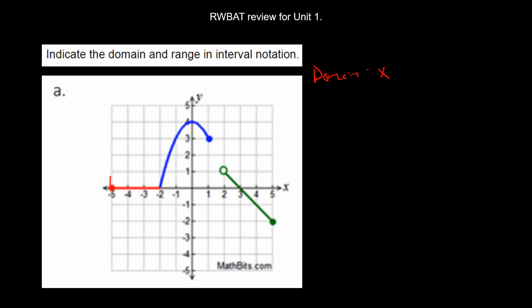So we're starting here at -5. Check it out. We'll go to -5, then we go, we're still going. Oh, look, it stops here at 1. So we're going to go from -5 to 1. And we're going to use a bracket because these lines are closed, right? These are closed here. Okay.